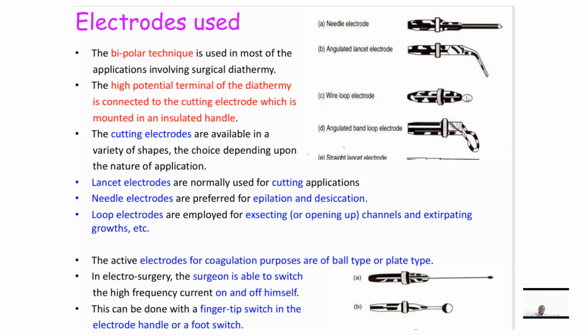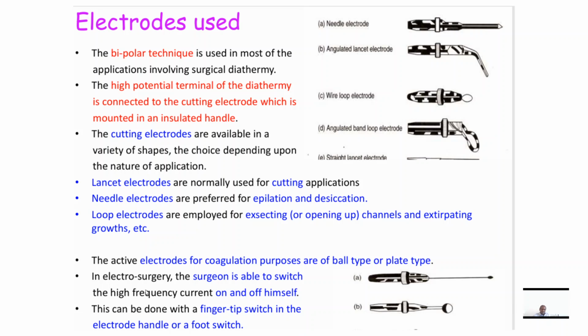At the end of the electrode there is a loop wire, so it's called the wire loop electrode. Next one is the angulated band loop electrode. Next one is the standard lancet, straight lancet electrode. These are some of the different shapes of the electrode. Lancet electrodes are normally used for cutting. Needle electrodes are used for epilation or desiccation. Loop electrodes are employed for opening up channels and extirpating growths, etc. The active electrodes for coagulation purposes are ball type or plate type.